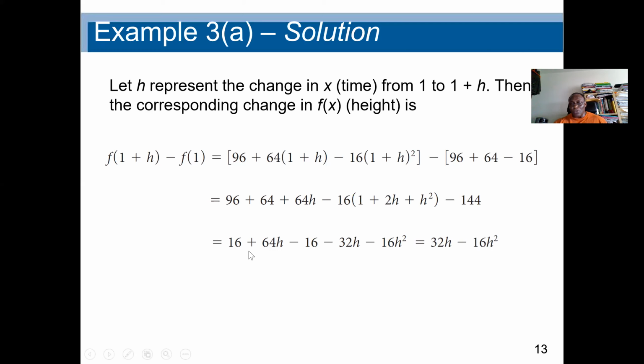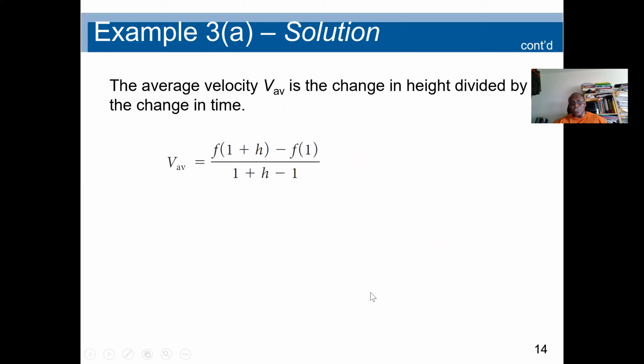And that's what we have here with the 96, 64. Simple. We find the differences simply. So here, after we do all the simplification, we get 32h minus 16h squared. Then we move to the next step. Remember the formula we said is what? Average rate of change will be f at b minus f at a over b minus a. So we already found f at 1 plus h minus f at 1, which is f at b minus f at a.